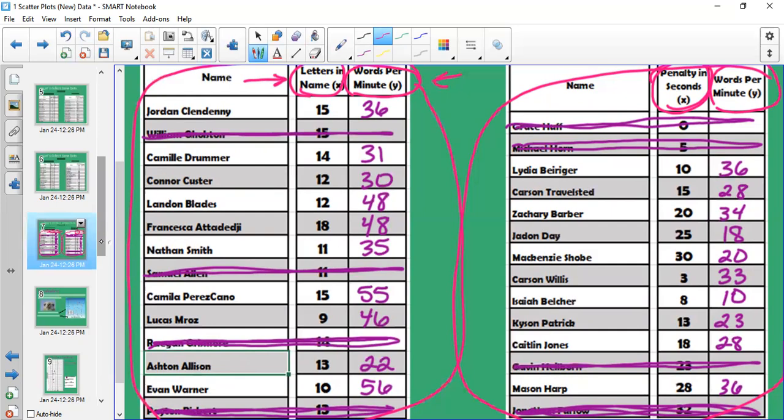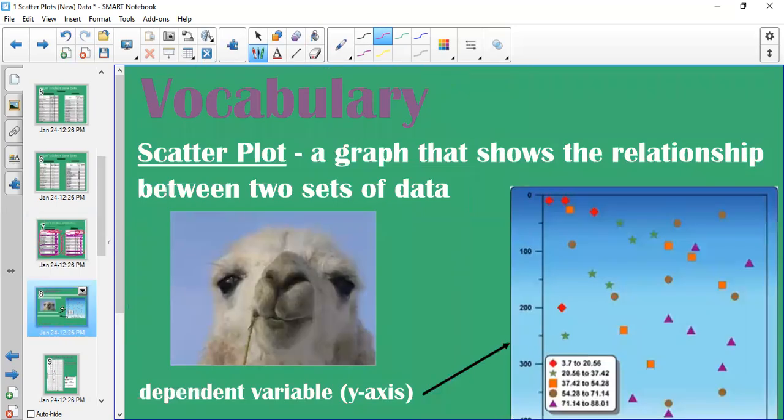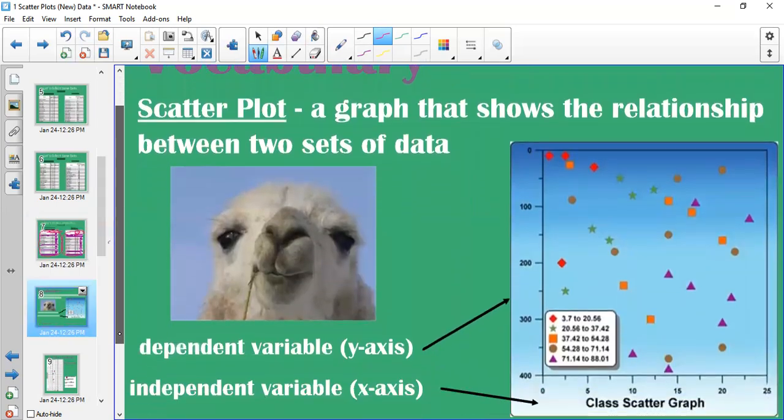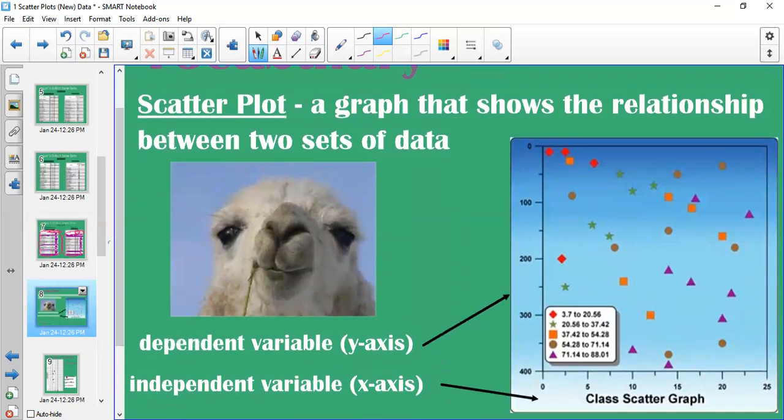Okay, so we are about ready to make a scatter plot. First off, let's talk about what a scatter plot is before we make it. A scatter plot is basically a bunch of points just scattered all over the graph. And the one thing that makes it unique to all the other kinds of graphs that you've done, like a bar graph in science or a line graph, is that usually you're collecting one kind of data. Here we have 2 sets of data. There were 2 things that we had to collect, whether it was the penalty in seconds or the letters in their name, and then also the words per minute that they typed.